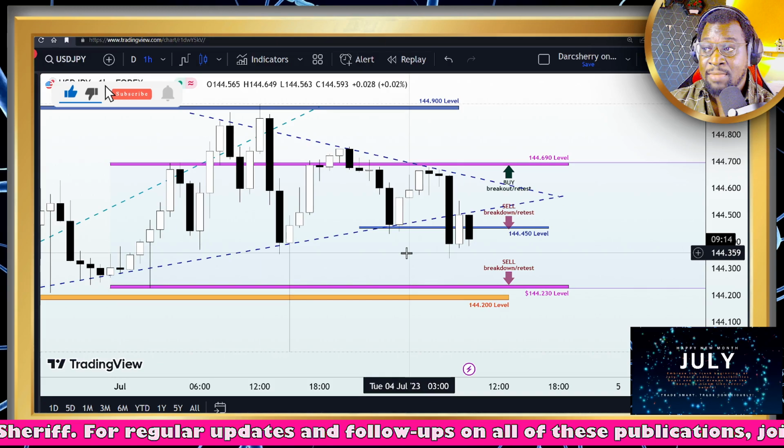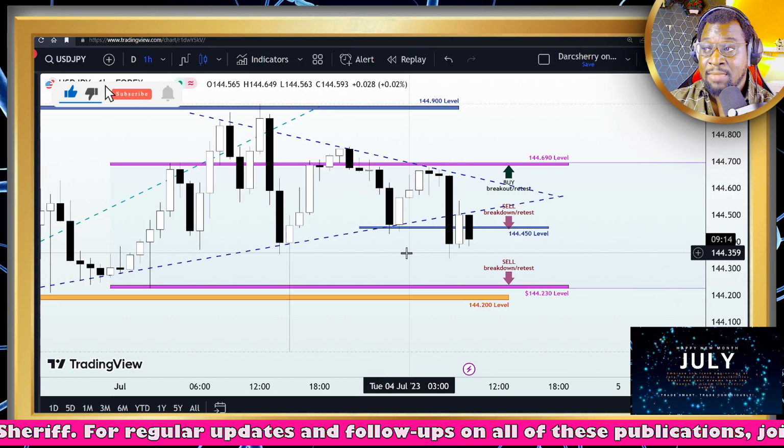And to be able to capture this move, I have a level situated at the 144.450, which we are going to be using to guide our trading activity today. So what I'm simply saying here is that a breakdown retest of the structure should welcome some selling opportunity in the market. And in fact, we already have a breakdown. We have a retest going on at this point in time.